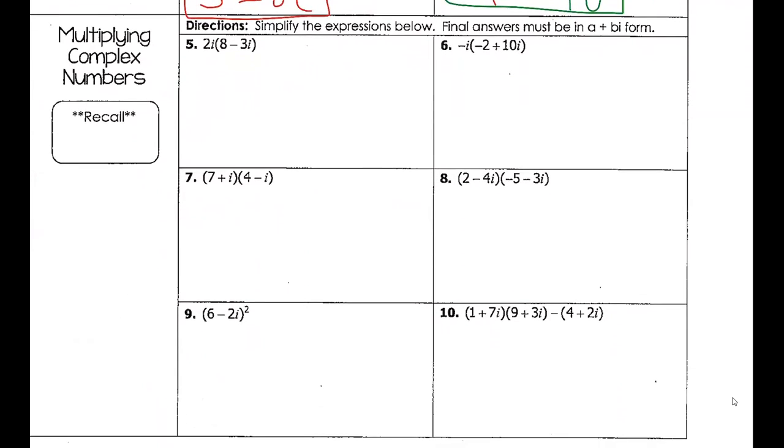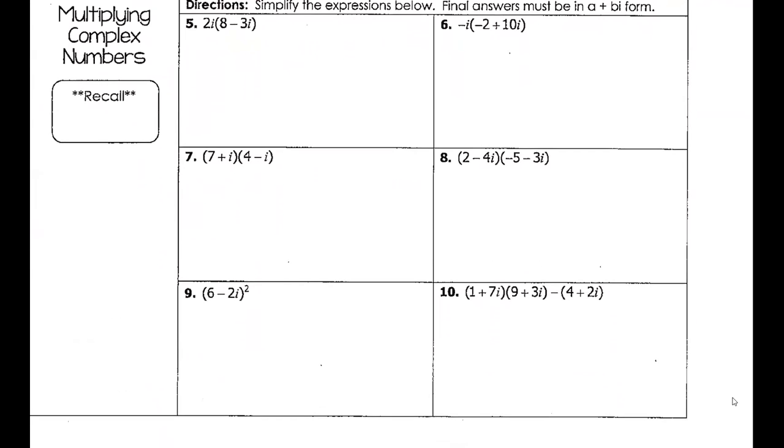Okay, so the next operation we're going to look at is multiplication. The really important thing to remember when you're multiplying is that i squared equals -1. We're going to use this a lot to help us simplify these some more. But when you're multiplying either imaginary numbers or complex numbers, you're either going to distribute or you're going to FOIL. So we'll do a little bit of practice of FOILing if you haven't FOILed in a while.